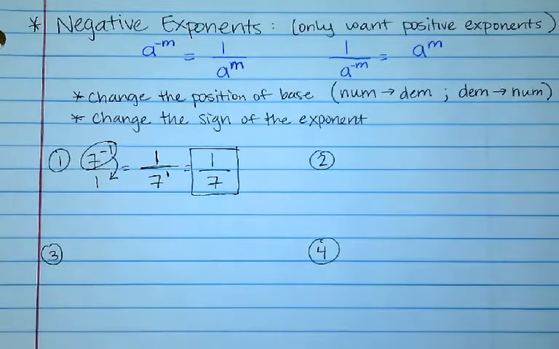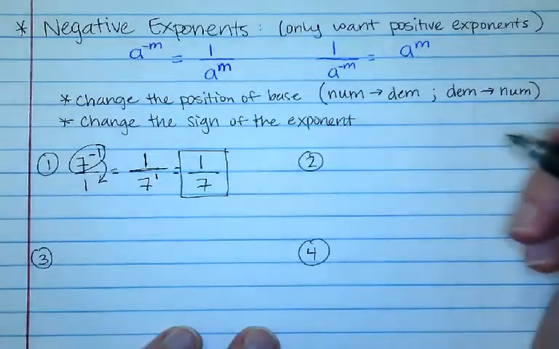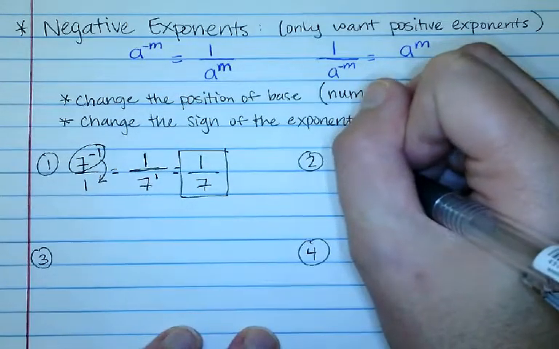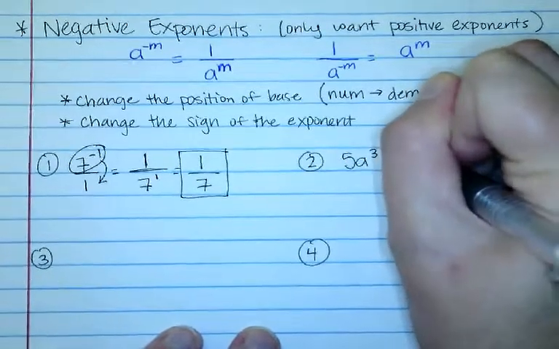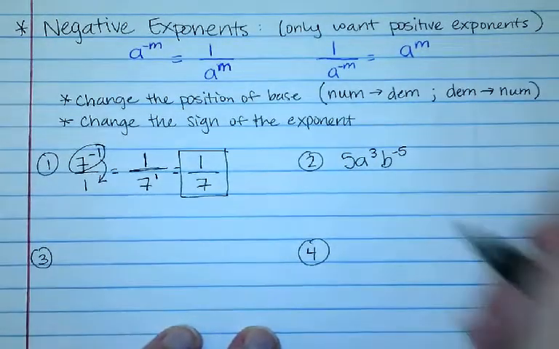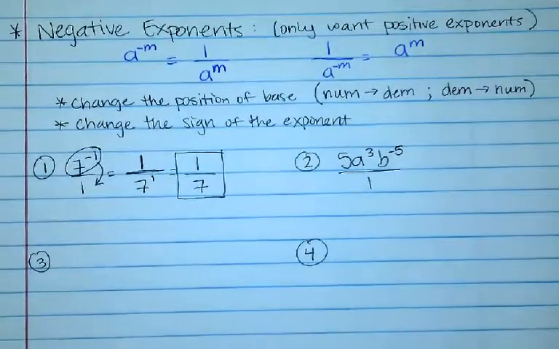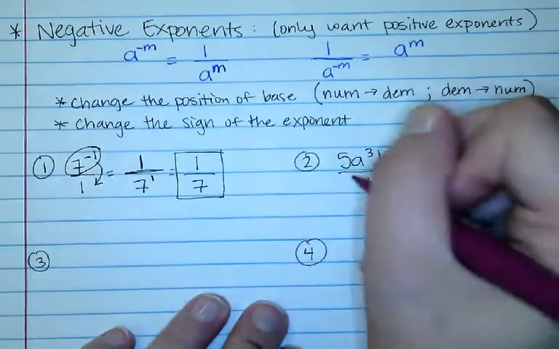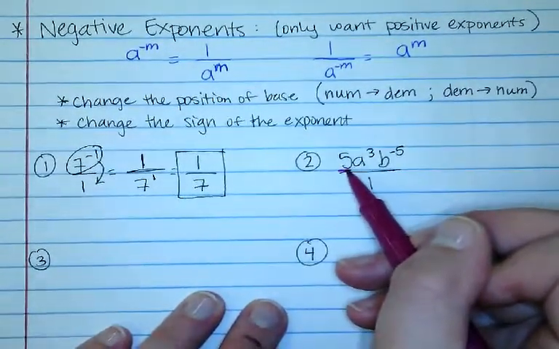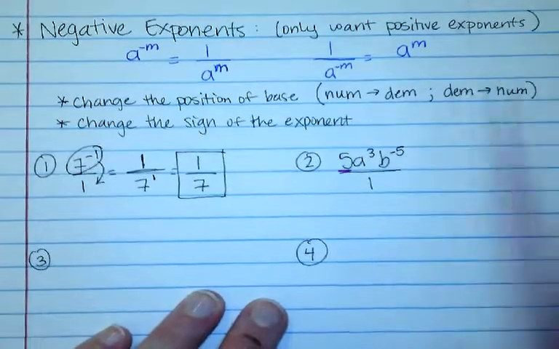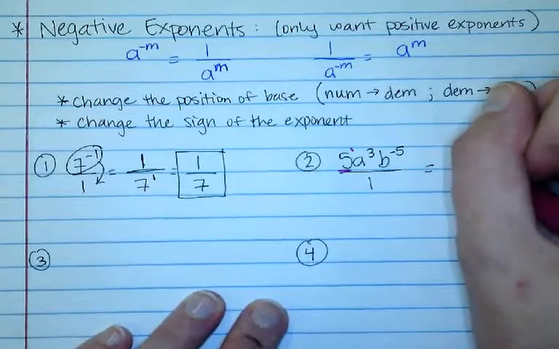All right, we're going to do another example, and we're going to throw some variables in here this time. So our variables are going to be 5a cubed b to the negative 5th. All right, guys, and we're going to pretend like this is, or not pretend, it's all over this understood 1 right here. So, guys, for my 5, does the 5 need to change? No, the 5 is still just a positive exponent, because remember, it has a little exponent of 1 right there. So the 5 stays up top.